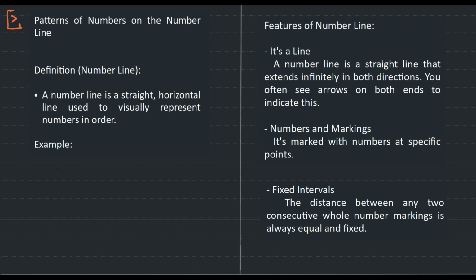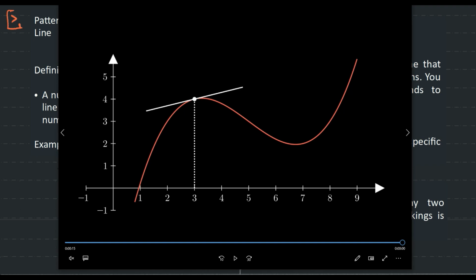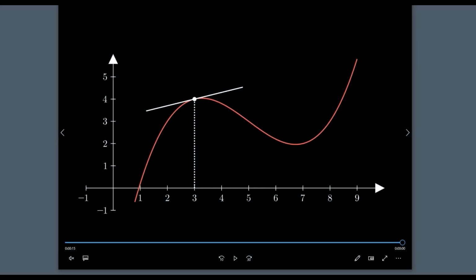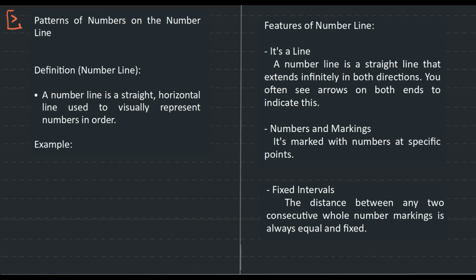To start off with, we are going to use visualization, and that visualization starts with number lines. Whatever you just saw in this video, it starts off with understanding something called a number line. To be honest, even here we are looking at a number line. We have a line and we have numbers on that. That is the number line, as simple as that. A number line is a straight line, horizontal or vertical, to be honest, used to visually represent numbers in order.